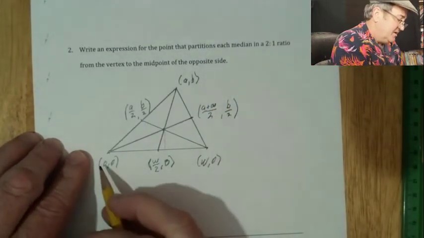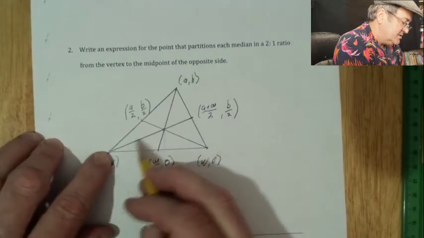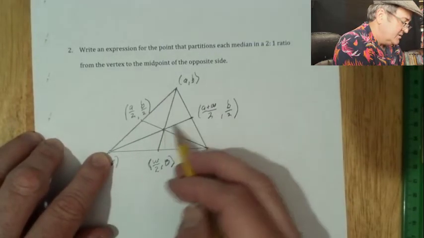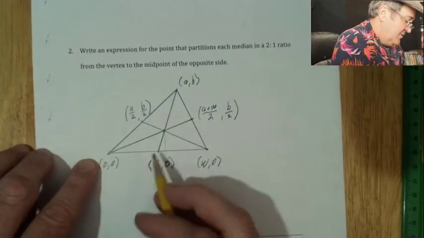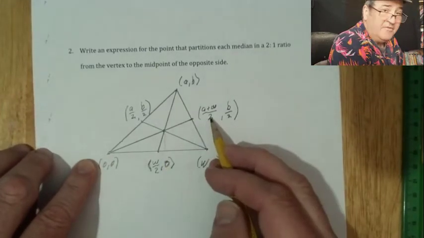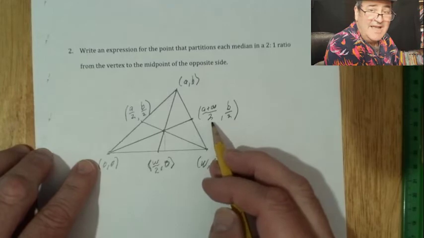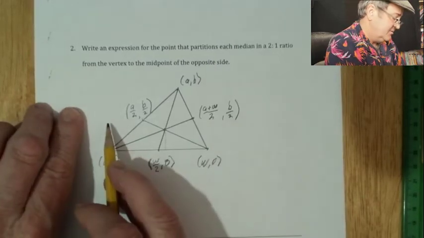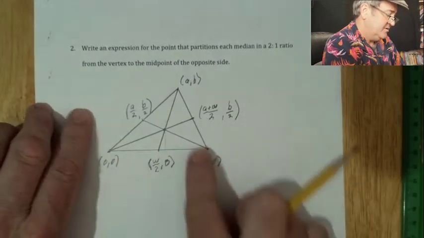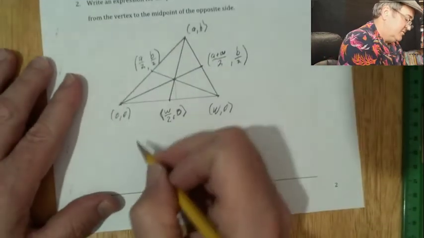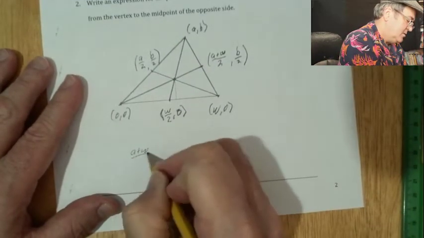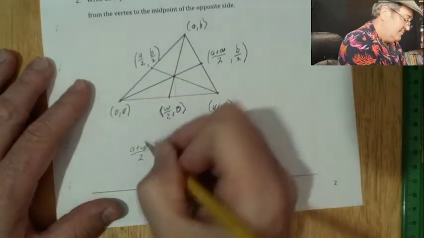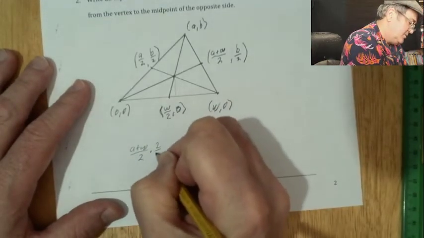Well, we know that this is a 2-to-1 ratio. This is 2 and this is 1. So however far this is, twice as long. So we need 2/3 of this distance. This is the x distance. Because it goes from 0 all the way to (a + w)/2, we need 2/3 of that. So (a + w) divided by 2 times 2/3. We need 2/3 of that distance.